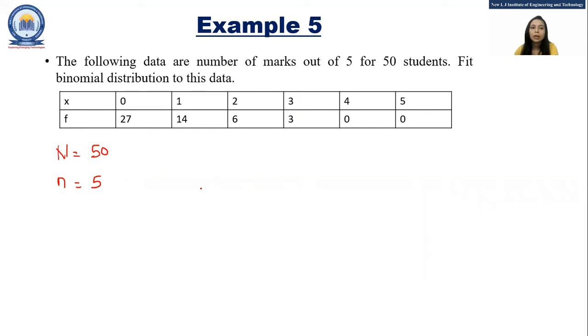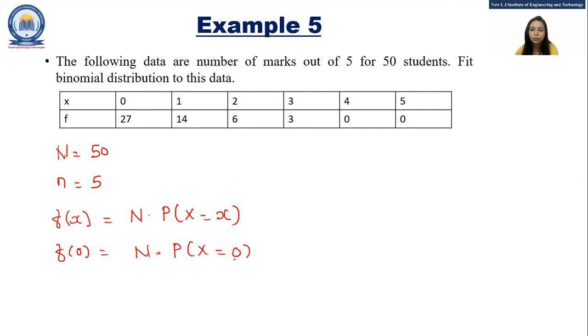So here we have to find the expected frequency for all possible successes. All possible successes are nothing but 0, 1, 2, 3, 4, 5. And for these numbers of successes, we have to find the respective expected frequency. The formula for the expected frequency is N into P of x equals x. So let's first find f of 0, that is N into P of x equals 0.